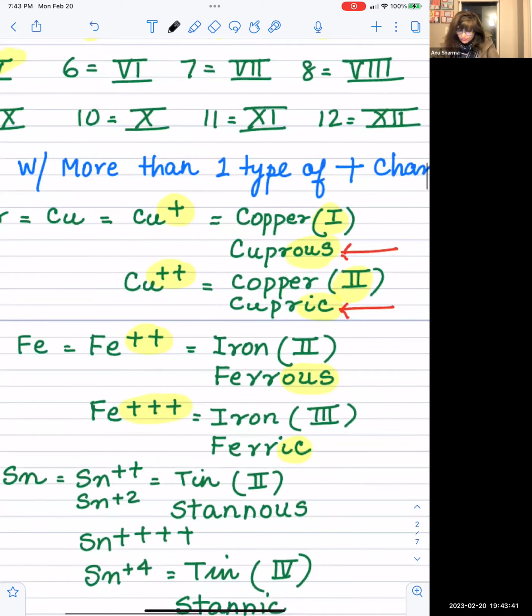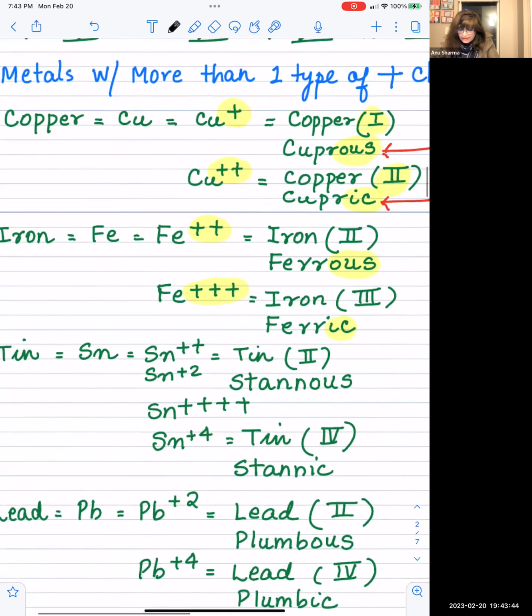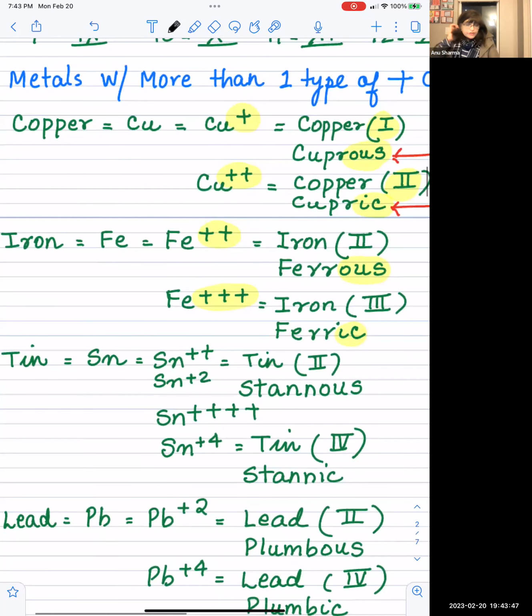Now, here it is. We can use both of the terminologies in naming the metals with more than one type of positive charge. So as we said, copper in the +1 state is cuprous, or you can also write it as copper Roman numeral I. Copper in the +2 state is cupric, and you can also write it as copper with parenthesis number 2, that is II. Similarly, iron, ferrous and ferric. Ferrous is the lower oxidation state, ferric a higher oxidation state. So it's not like that +2 will give an "ous." No, it's very specific to the element.